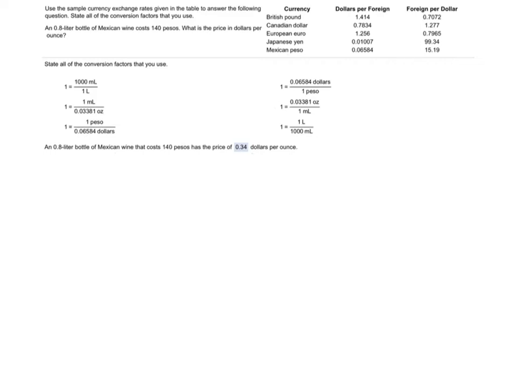Here's another problem from your classmates, and in this problem we are told that a 0.8 liter bottle of Mexican wine costs 140 pesos. What is the price in dollars per ounce? Okay, so we want to know the price, so we'll say X, unknown. We're looking for X. X is the price in dollars per ounce. That's what we're looking for.